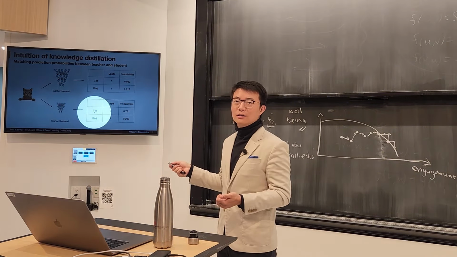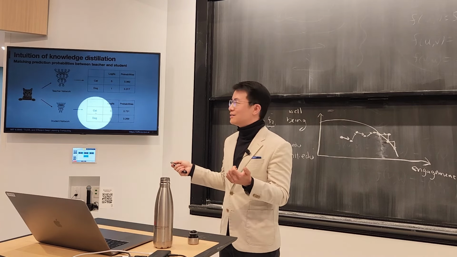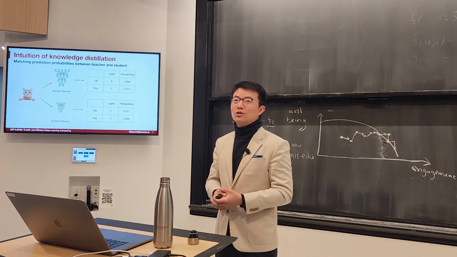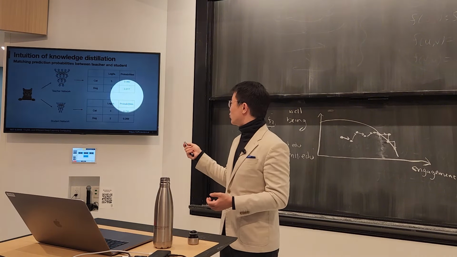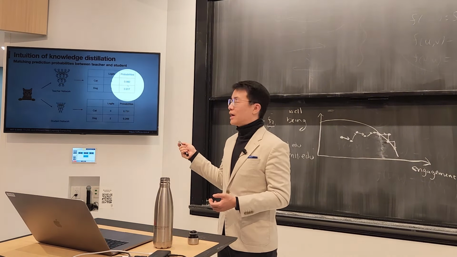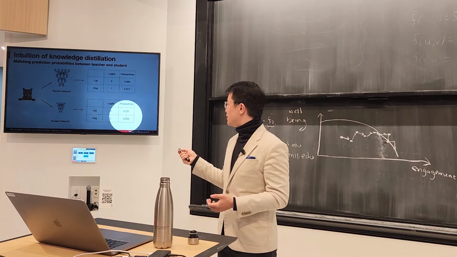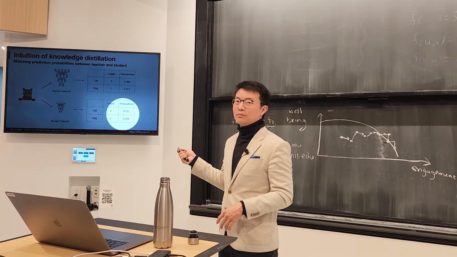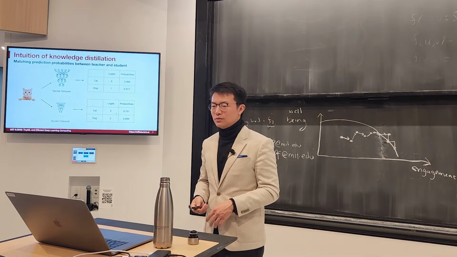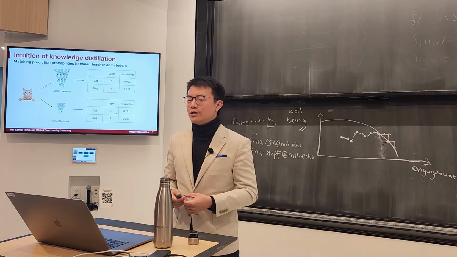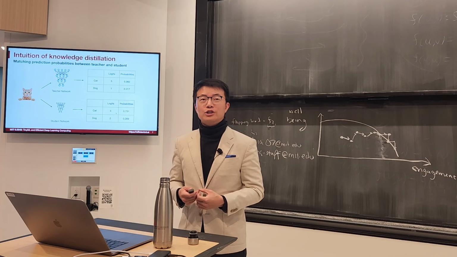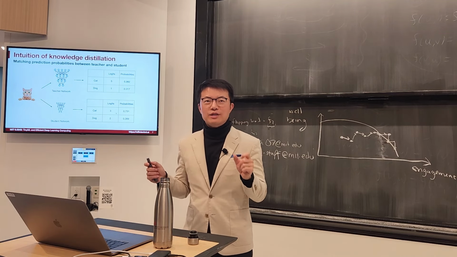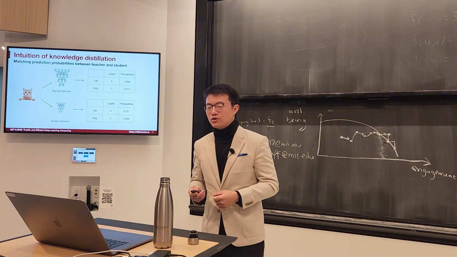It's a cat. But you can tell their outputs from the teacher versus the student are quite different. The teacher is more certain this is a cat, so we have a higher probability, versus the student model is less certain, only 70% probability. So here we are trying to match the prediction probabilities between the teacher and the student. That's the missing part from the cross entropy loss.